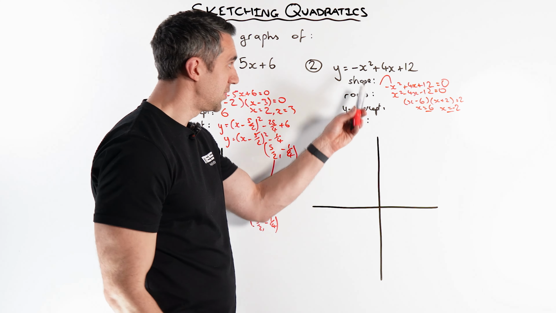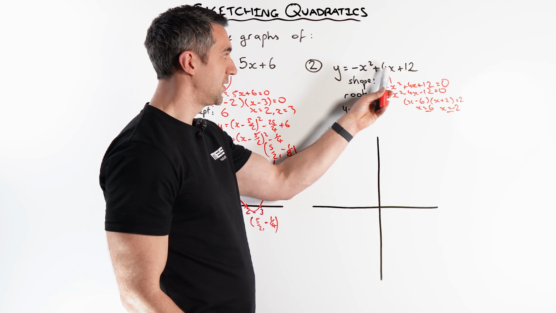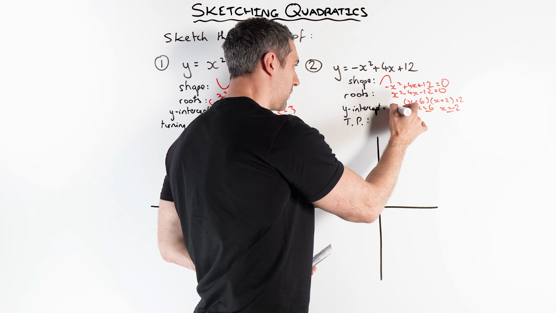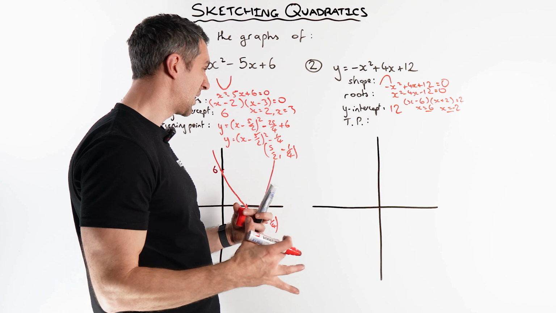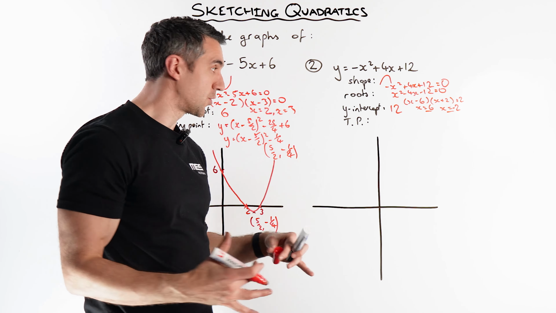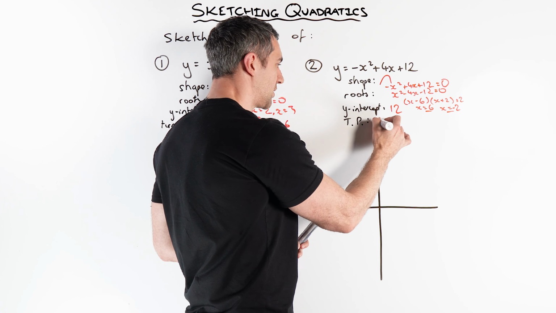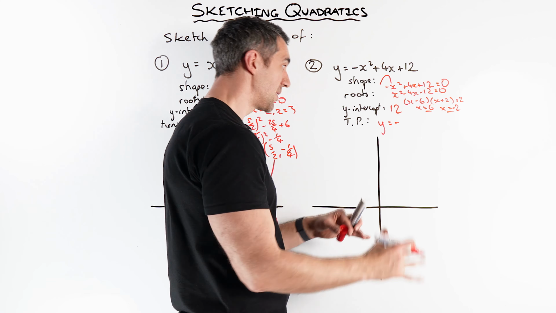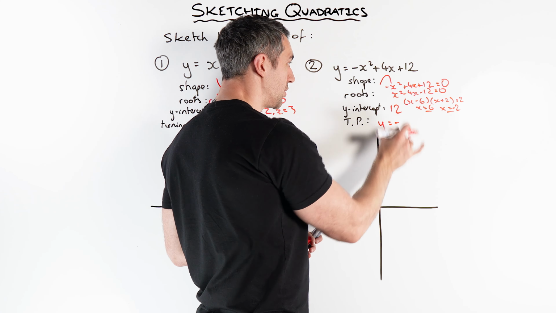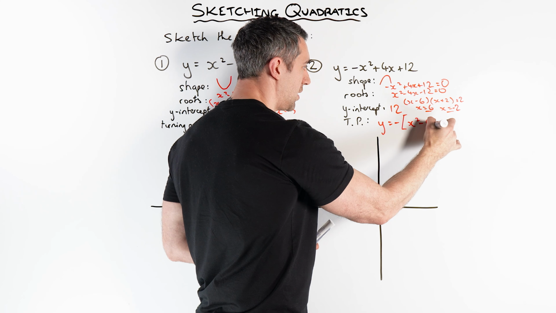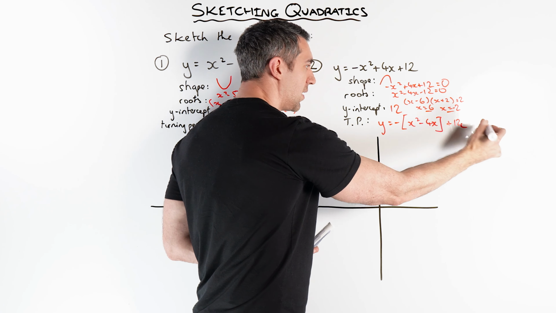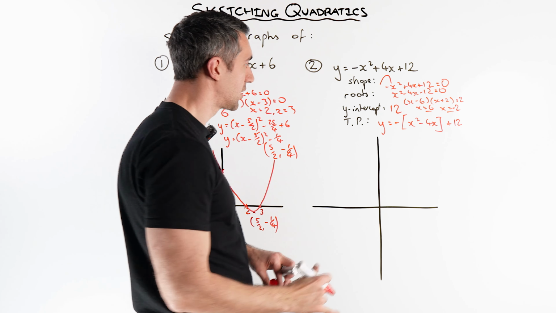Y-intercept, as we said before, nice and simple when it's in expanded form. 0 here, 0 here. It's just going to be a 12. Put that one in. And then our turning point, we need to complete the square. As I said, I'll stick with the same method. Slightly more difficult version because it does have the minus, but it still works. Take the minus out of the whole thing, or well, I do it as my first two terms using my square bracket. So positive x squared minus 4x, and then my plus 12. So a little bit of practice out of completing the square.